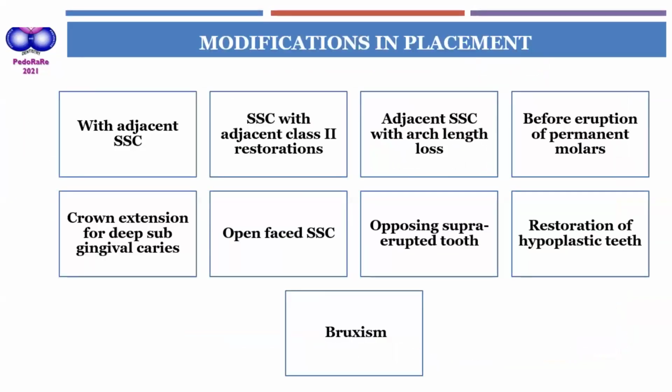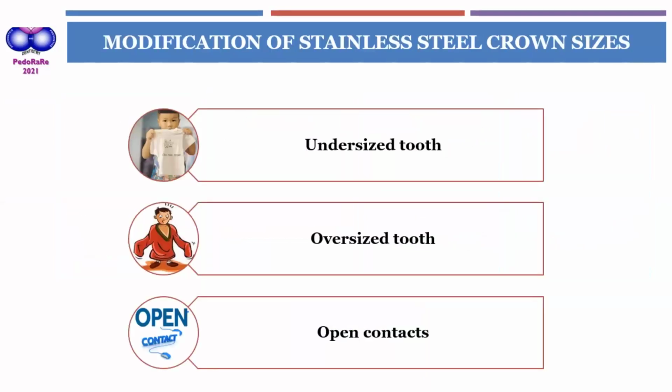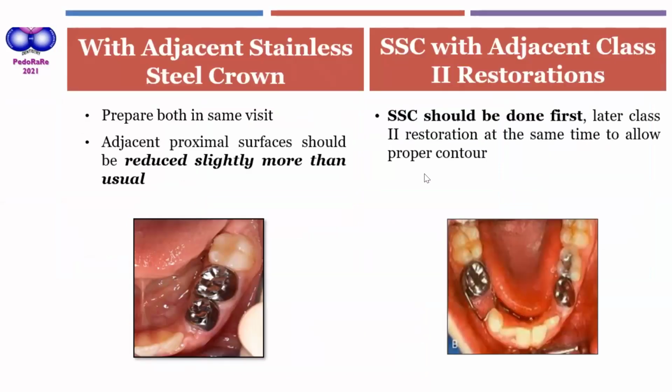Now, coming to what the modifications in placement are, all of you have read this, but of course, you should know when we should do it. Whenever there's an adjacent stainless steel crown, adjacent class 2 restorations, arch length loss, before eruption of permanent molars, crown extension for deep gingival caries, open face stainless steel crowns, opposing supraeruptive teeth, and restoration of hypoplastic teeth as well as bruxism. Now, whenever we talk about modification of stainless steel crowns, undersized and oversized teeth, open contacts, these are certain areas which we work on.